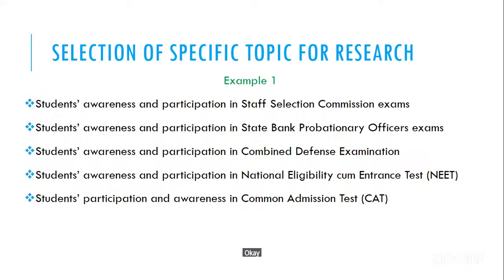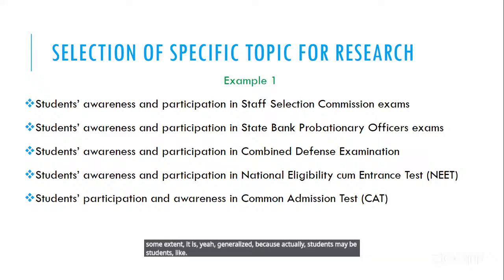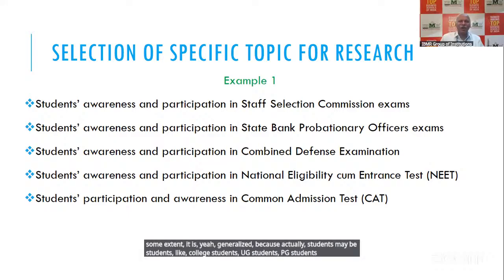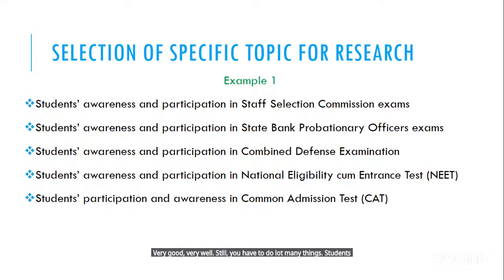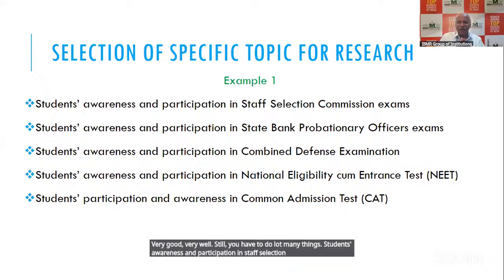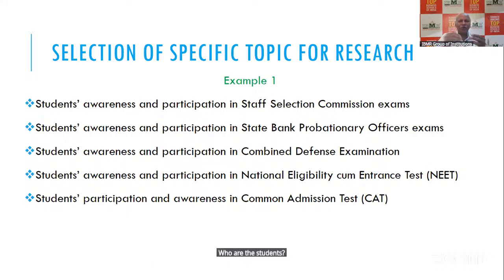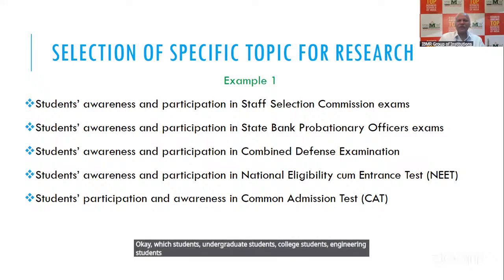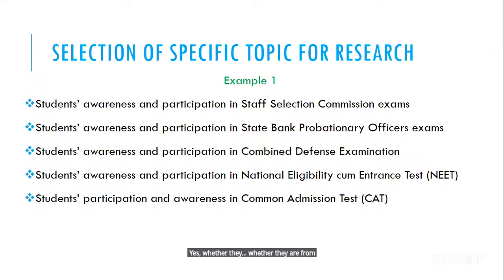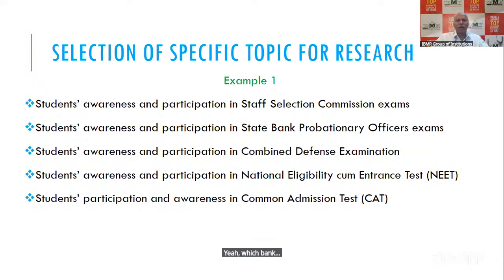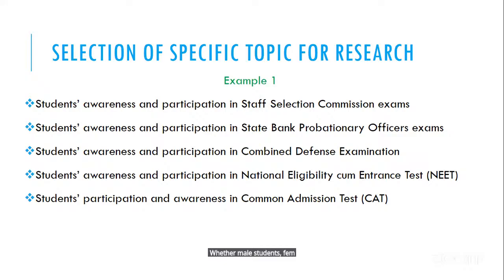Students means which students? Like college students, UG students, PG students. Very good. Still, you have to do a lot like that. Students' awareness and participation in staff selection commission exams. Who are the students? Whom am I going to concentrate on? Undergraduate students, college students, engineering students, whether they are from rural or urban background, male students, female students, like that. Very good. Still, we have to narrow down.